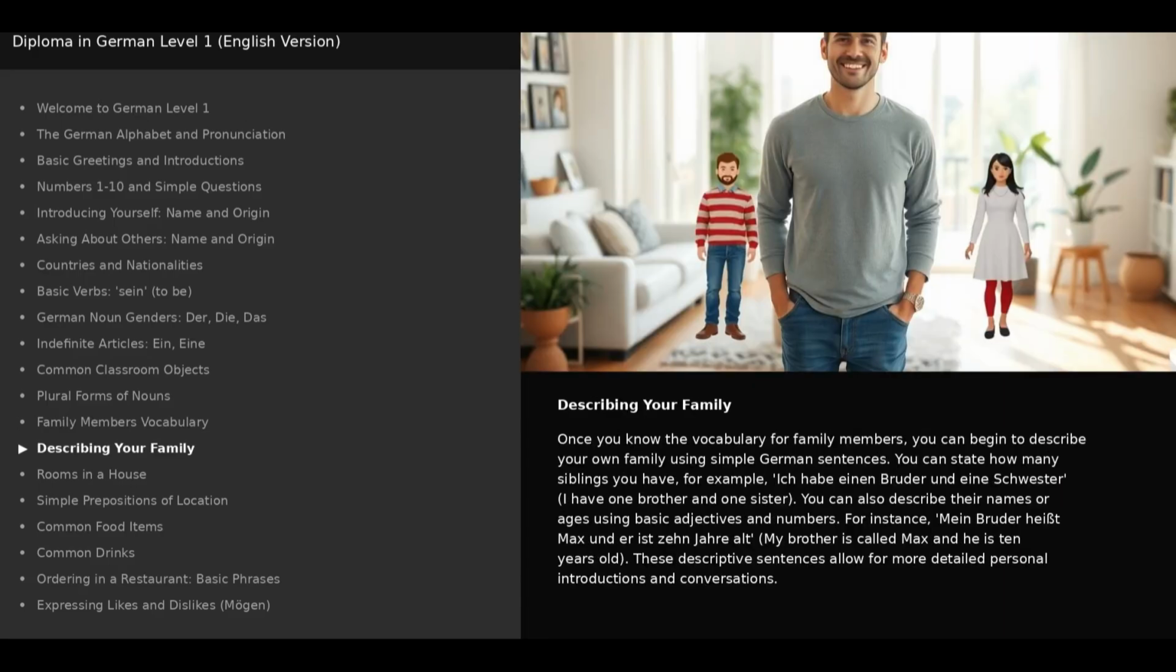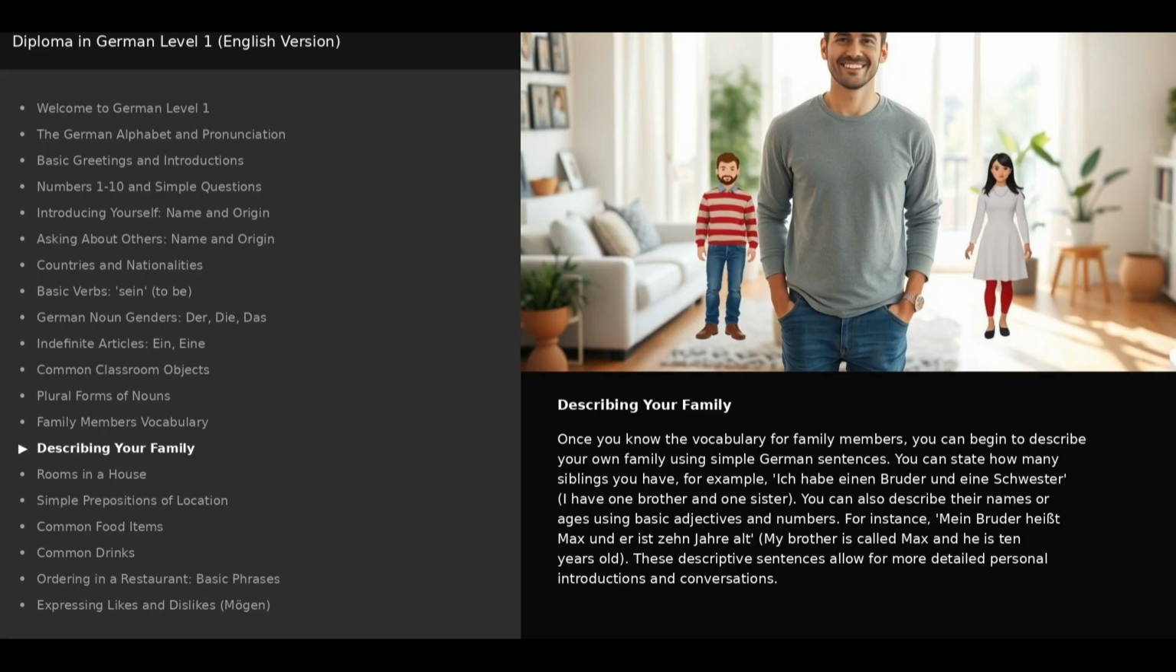Describing your family. Once you know the vocabulary for family members, you can begin to describe your own family using simple German sentences. You can state how many siblings you have. For example, ich habe einen Bruder und eine Schwester. I have one brother and one sister.